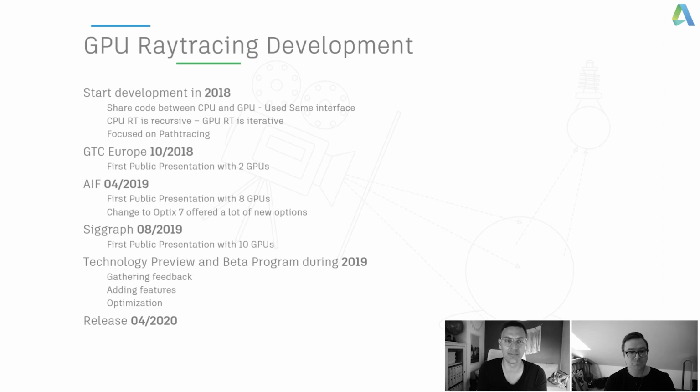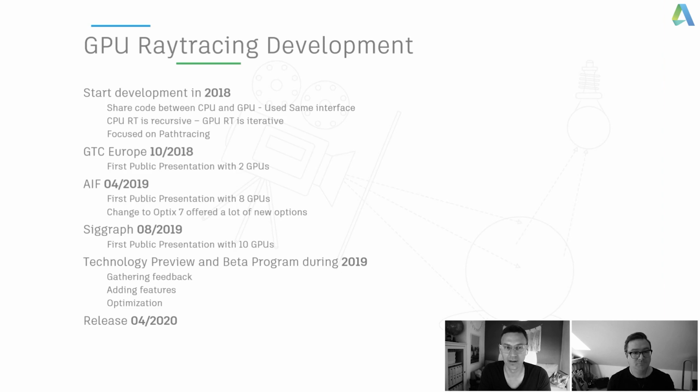It means that in CPU ray tracing, the rays are cast into the scene, they hit a material, and from that on, they get traced more and more. Whereas in an iterative approach, you have one loop which is responsible for tracing the rays only. So we were aware of the fact that there are different approaches here. So we focused on path tracing in the first place.